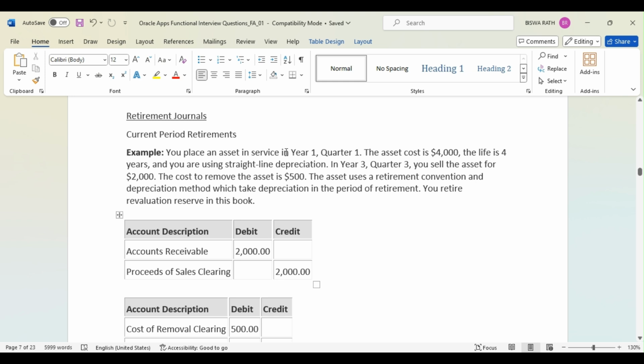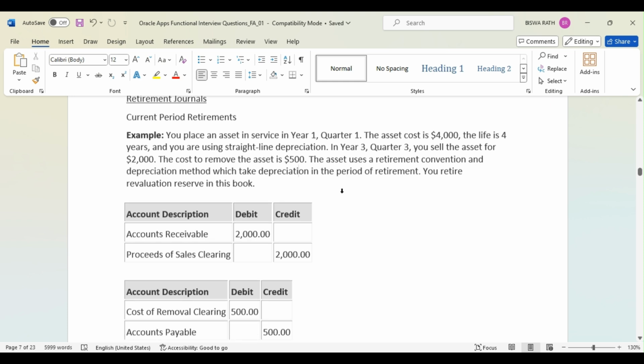Example is that you place an asset in year one, quarter one, and the asset costed 4,000. The life is 4 years, and you are using a straight line depreciation. Perfect. In year 3 and quarter 3, you want to sell this asset for 2,000. The cost to be removed for this asset is $500, and the asset uses the retirement convention and the depreciation method which takes depreciation for the period of retirement. You retire the revaluation reserve in this book.